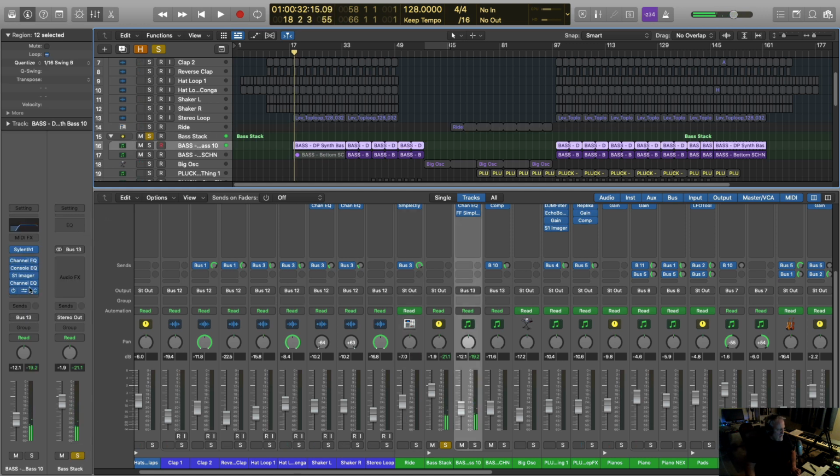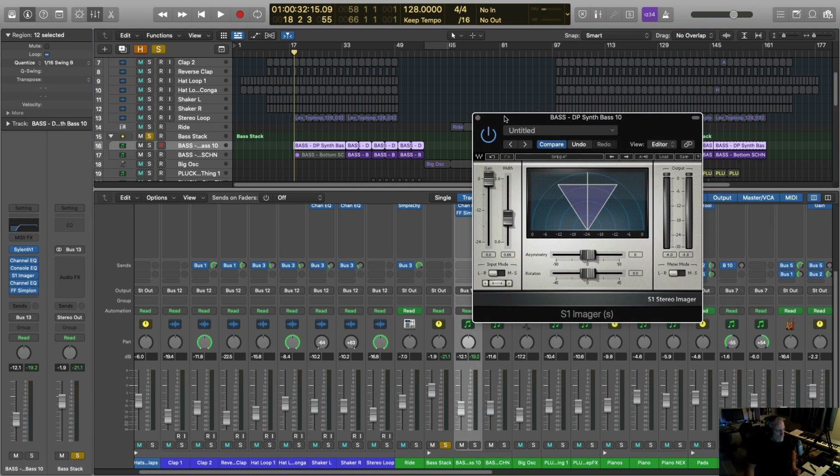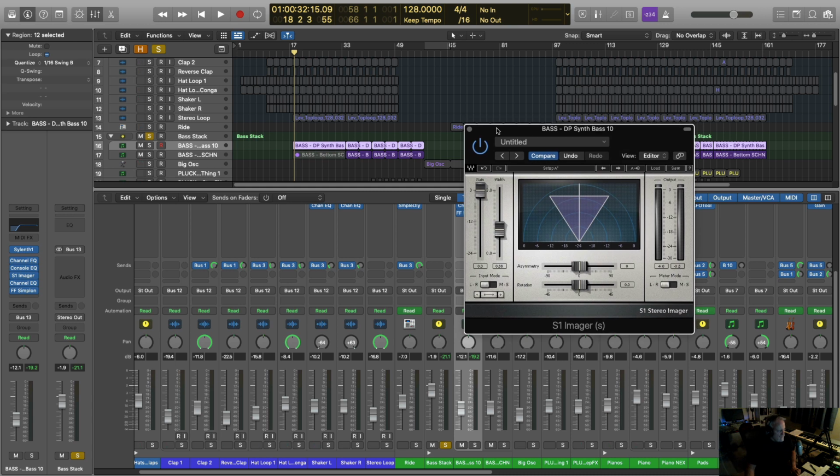Now on the top layer, I have an S1 imager, but when you're using stereo plugins that affect the stereo field, you're not always making them wide. It's also beneficial to make them more narrow than they are. If I were to take this to 100% of its width, it would sound like this. But I want it to be a little bit narrower, so I took it down to 66%. Right there.